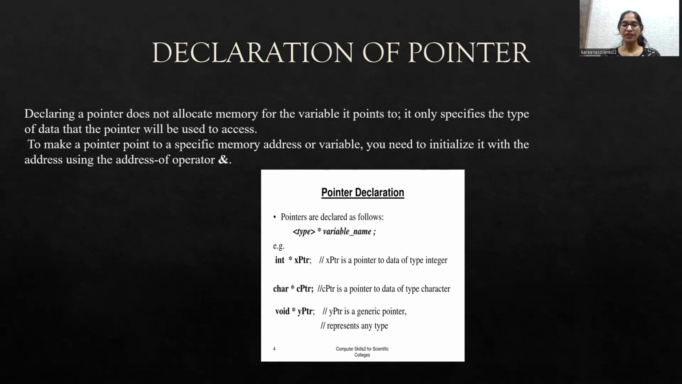In the following picture, we can clearly see that pointers are declared as type, which is the data type, followed by an asterisk symbol, then the variable name. The examples given here are for integer, character and void, each followed by the star operator and the pointer name.